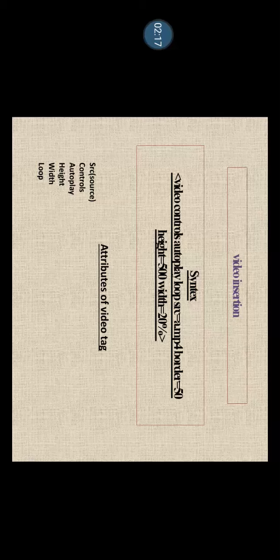Here, it will show the navigation of controls so that the user can customize the display of the video during execution of the web page. It also contains height and width attributes to resize the video. So here is a list of attributes which we can use with the video tag: SRC for source, controls to display the controls during execution, autoplay to play it automatically, height and width to resize the video window and loop to play it continuously.